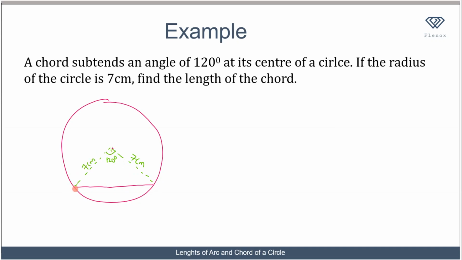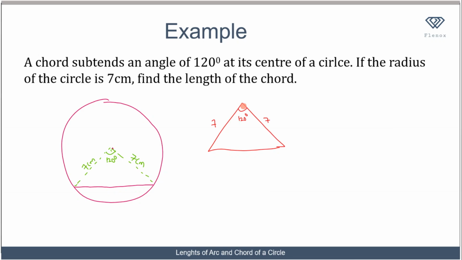So now I can bring out this triangle outside, and what do I have? I have something that looks like this. So I have this and this. And over here I have the angle to be 120 degrees, and I have 7 and 7, and I'm trying to look at this length.